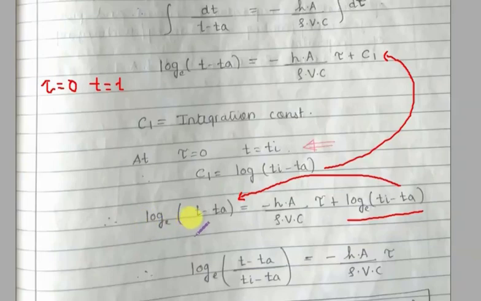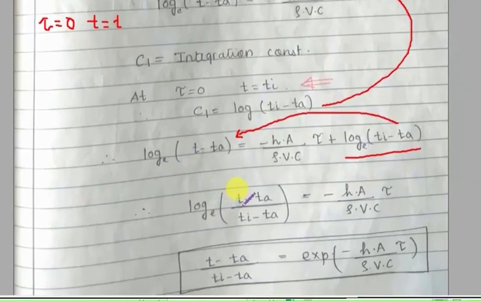So what I get is log of (T minus Ta) minus log of (Ti minus Ta). After doing this, this is the formula: log of (T minus Ta) divided by (Ti minus Ta) is equal to minus HA divided by rho Vc, multiplied by tau. If I want to remove this log sign, I will take the anti-log. So to remove the log sign, I get (T minus Ta) divided by (Ti minus Ta) is equal to e to the power, or it can be written as exponential, minus HA divided by rho Vc multiplied by tau.